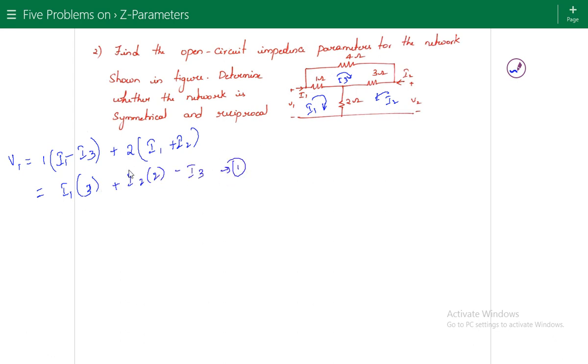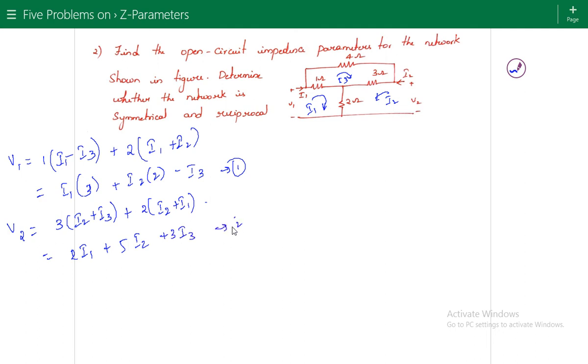Applying KVL in the second mesh, V2 equals the drop across this 3 ohm and 2 ohm resistors. The drop across the 3 ohm is 3 into the current flowing through it, I2 plus I3, since both currents flow in the same direction, plus 2 into I2 plus I1. So V2 equals 2 into I1 plus 5 into I2 plus 3 into I3.